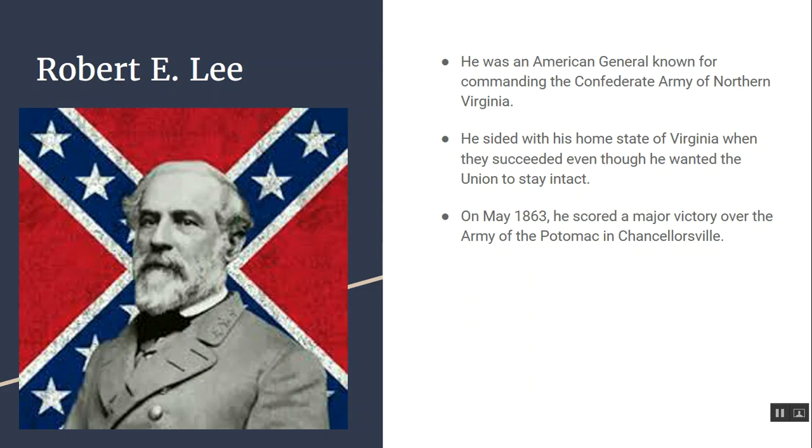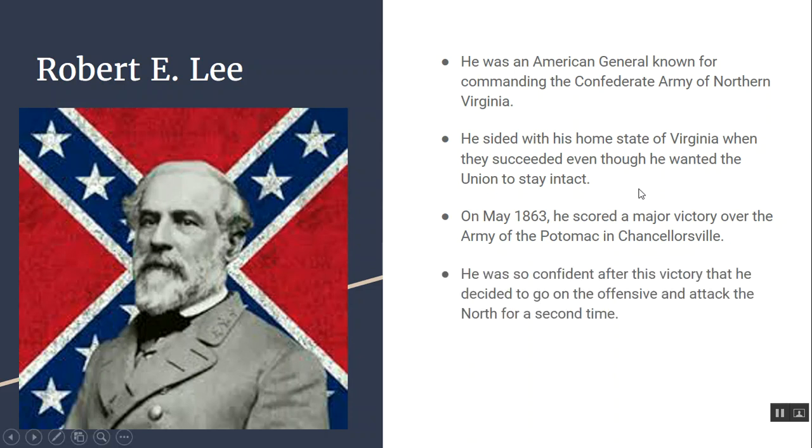One of these wins was actually in May 1863, where he scored a major victory over the Army of the Potomac at Chancellorsville. He was so confident after this victory that he decided to go on the offensive and attack the North. He was confident, which drove him to be on the offensive, but he also knew that his army needed supplies, so he couldn't just wait there and let the North attack them, because if they did, he wouldn't be able to hold out. He also knew that the South needed a break. Taking the offensive allowed the South to regroup and recuperate.